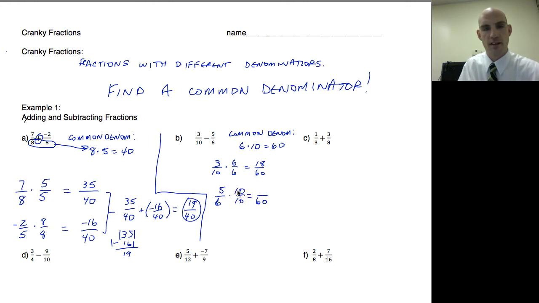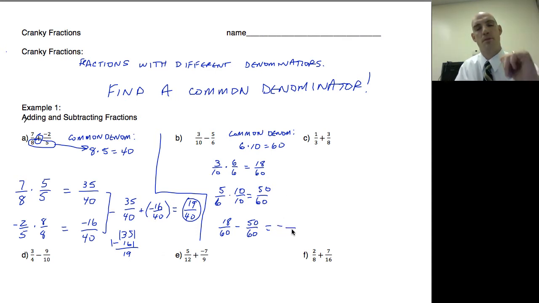So I'm going to list 3/10 equals how many 60ths? Well, I've got to multiply that by 6 on top, 6 on bottom, so I've got 18. And my 5/6 is going to become something over 60. Well, that's going to be times 10 over 10 because I have to multiply by the same thing on top and bottom. So it's 50 over 60. Now, I've got 3/10, which is 18 over 60, minus 50 over 60.